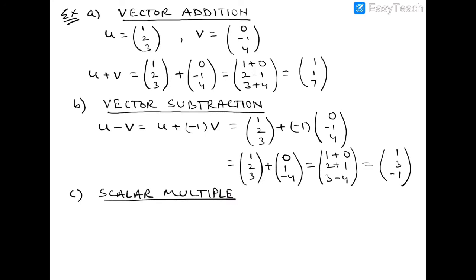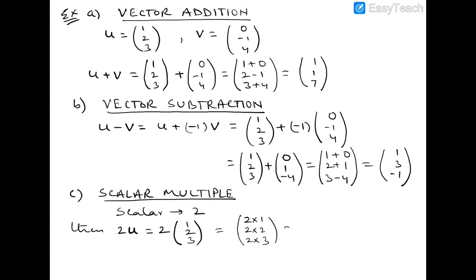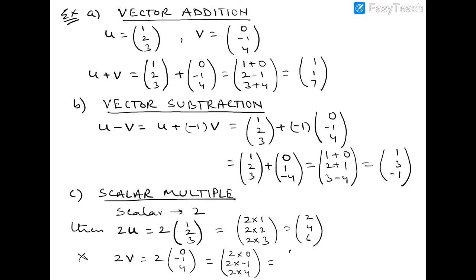Now for scalar multiple, let's take a scalar 2. Then 2 times vector U will be 2 times (1, 2, 3). Then 2 will get multiplied with each and every element of vector U. That is 2 times 1, 2 times 2, 2 times 3, and we will get (2, 4, 6). And similarly 2 times vector V will be 2 times (0, minus 1, 4). Now multiply 2 with every element, and we will get 2 times 0, 2 times minus 1, 2 times 4, and we will get (0, minus 2, 8).